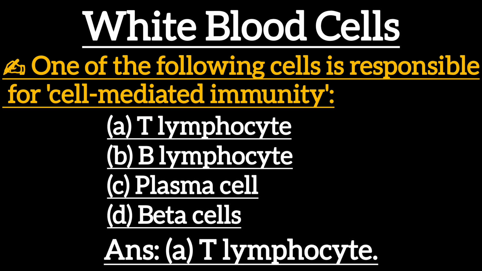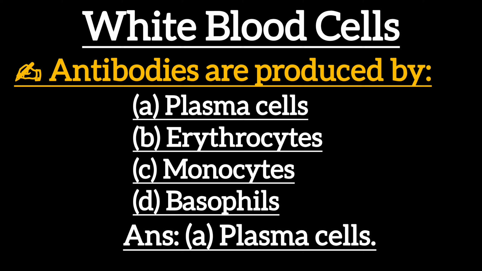Next one is which one of the following cells is responsible for cell-mediated immunity. Option A, T lymphocyte. Option B, B lymphocyte. Option C, plasma cell. Option D, beta cells. Correct answer is option A, T lymphocyte. Next one is antibodies are produced by option A, plasma cells. Option B, erythrocytes. Option C, monocytes. Option D, basophils. Correct answer is option A, plasma cells.